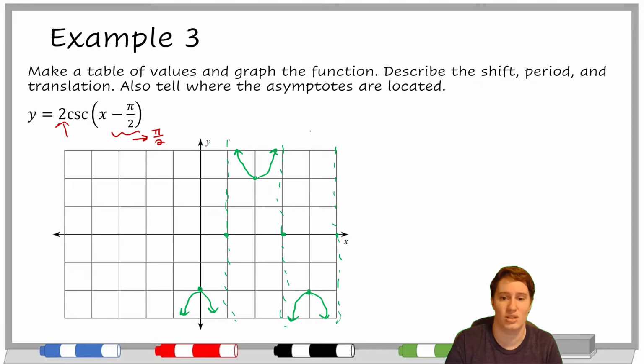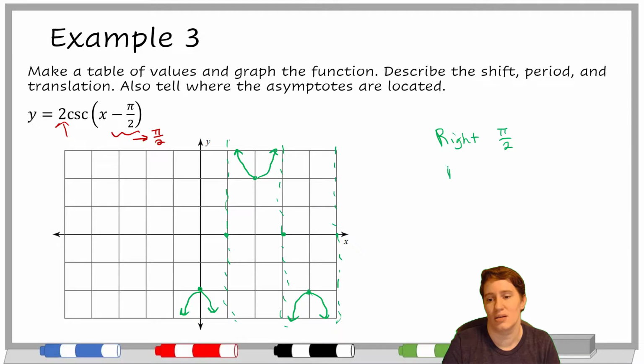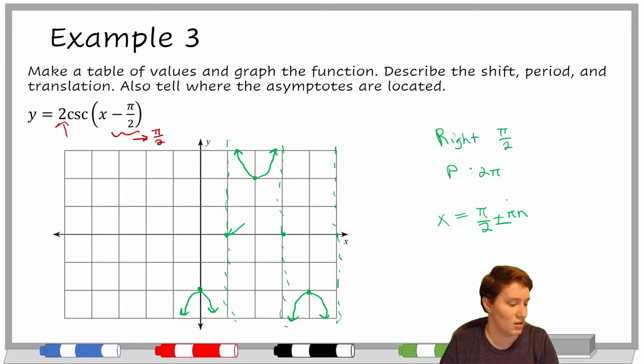All right. So we shifted right pi over 2. The period is still 2 pi. We didn't move up or down, and the asymptotes would be at pi over 2. I didn't put x equals before, but technically it would be x equals, because we're talking about vertical lines here. So it would be x equals pi over 2, because that's where one of our asymptotes is, this one right here. And they're still pi apart, so plus or minus pi in. So that would be how we could write our asymptotes.